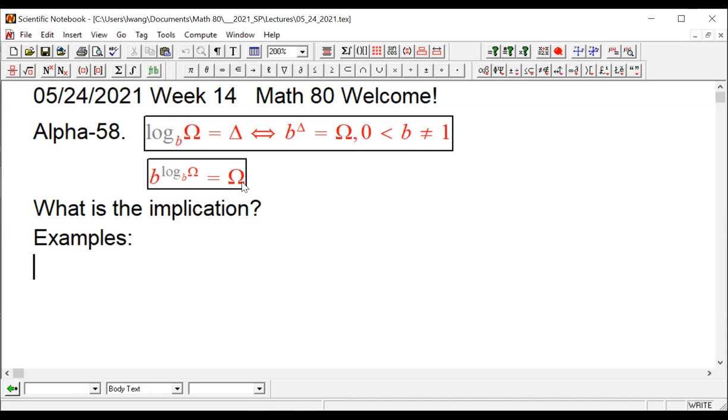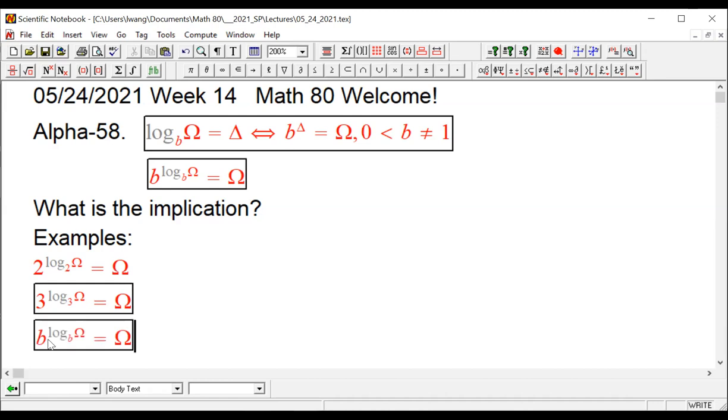Let's look at some examples, right? If I change the base, because this is true for any base larger than 0, not equal to 1. Any base, that's what we meant. So if the base is 2 and this is 2, that's going to be true. If the base is 3, this exponential base and log base is 3, and that's going to be true.